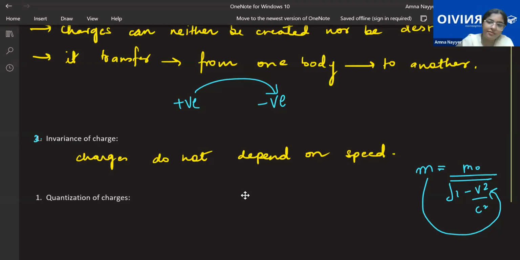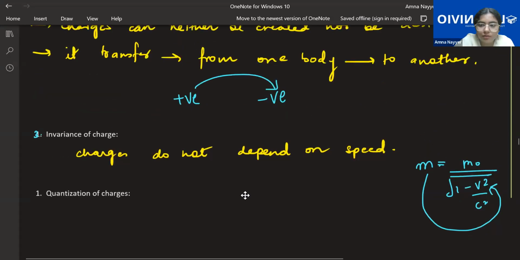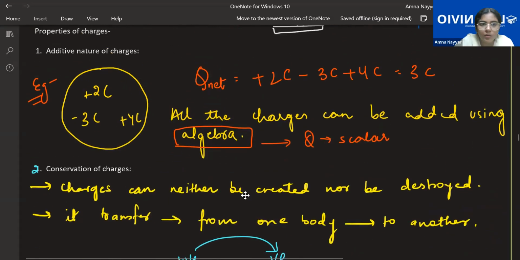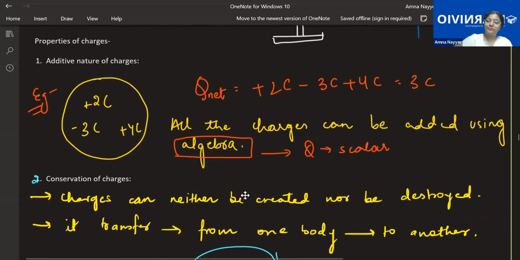Am I clear with these three facts? Both of you? Yes. Okay, all right. Please write it down, or you can take the screenshots also for these three. You can write it later. Just take the screenshots.